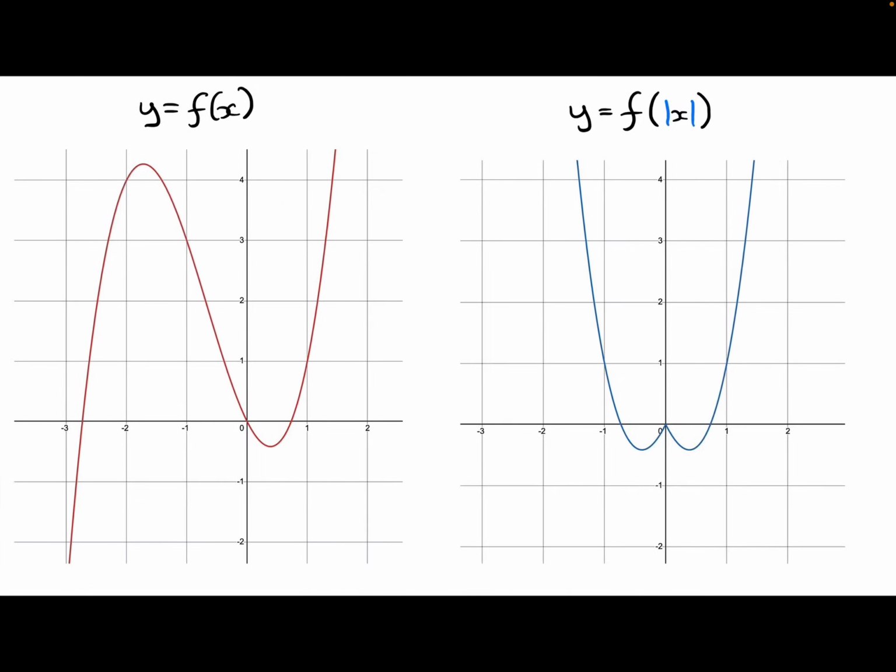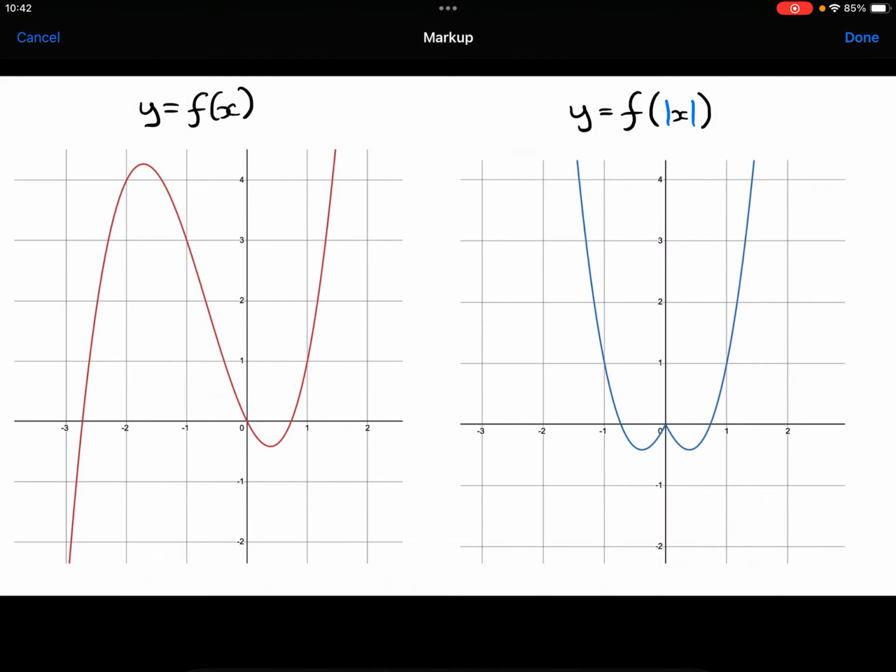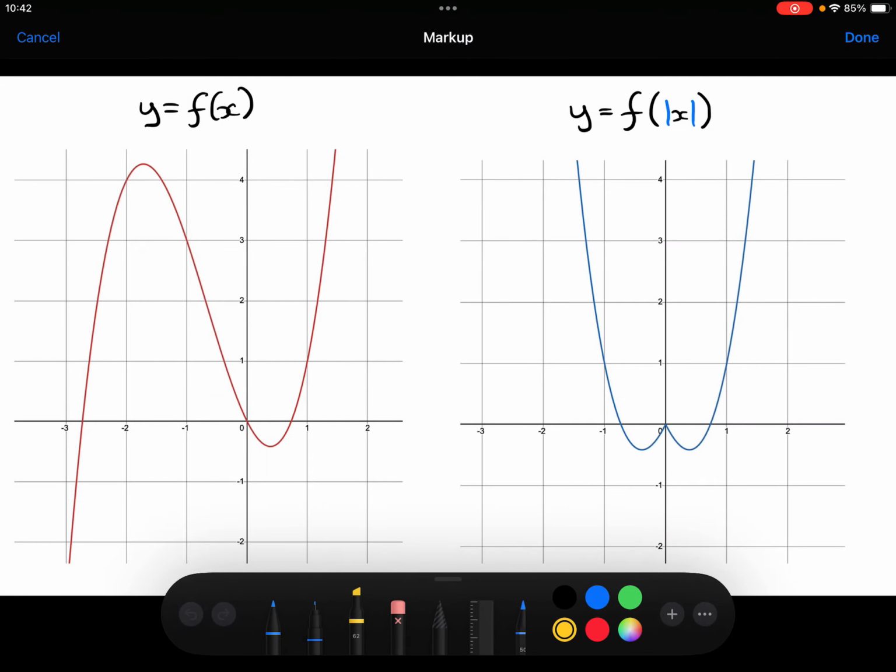So let's have a look at a few examples of this transformation. So this part of the graph stays exactly as it was before. So that's exactly the same. This part of the graph, get rid of it, don't need it anymore. I'm just going to reflect in the y-axis.